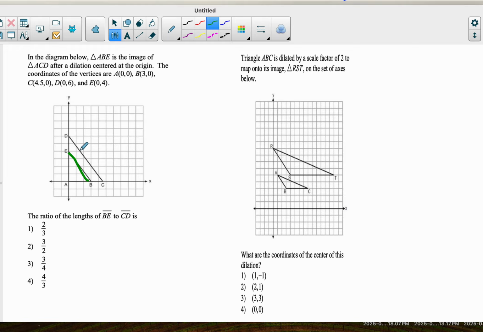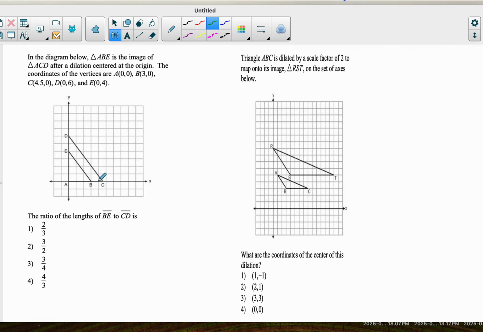So BE and CD are these slanted sides over here. So remember, in a dilation, the scale factor is the same for all 3 pairs of corresponding sides. So whatever the ratio is for the other sides, it's going to be the same as for those slanted sides. So I'm going to pick sides that are easier for me to find the scale factor of. So instead of picking the slanted ones, I'm going to pick ones that are vertical or horizontal.